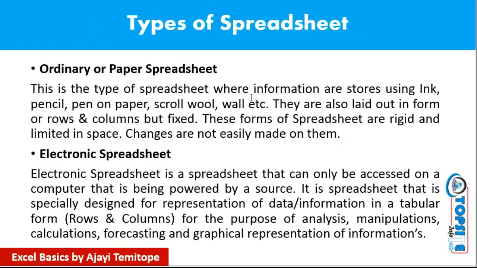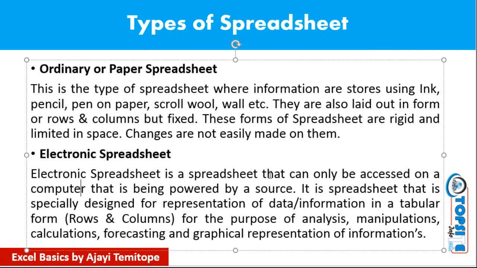Now, what are the types of spreadsheet that we have? We have the ordinary, or what we refer to as a paper spreadsheet. The moment you use a pen and paper and you are writing on the paper, then that means you are actually using an ordinary or paper spreadsheet. This is the type of spreadsheet where information is stored using ink, pencil, pen and paper, scroll, wool, and so on. They are also laid out in the form of rows and columns, but fixed. These sorts of spreadsheets are rigid and limited in space. Changes are not easily made on them. You can imagine writing on a paper and you made a mistake, then definitely to actually erase that, there are so many things that you need to take into consideration and work on, like an eraser, and in the end you will not get the best you want from it.